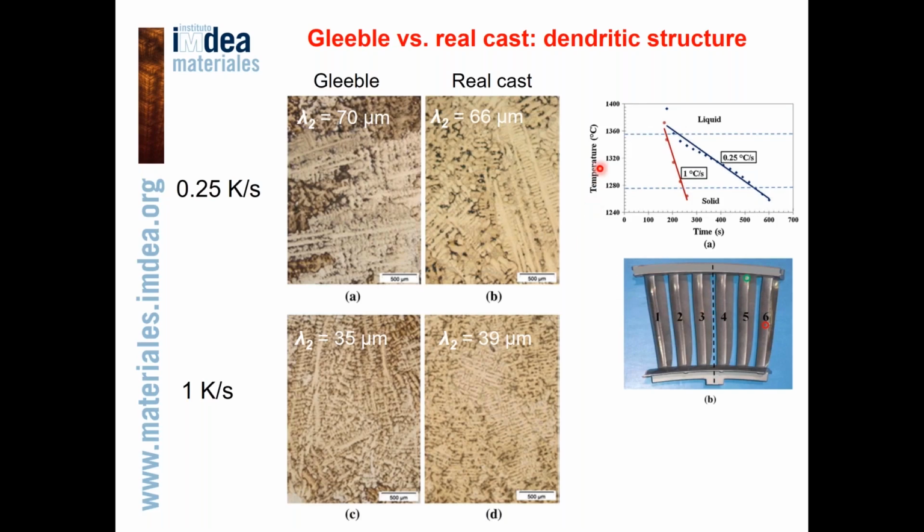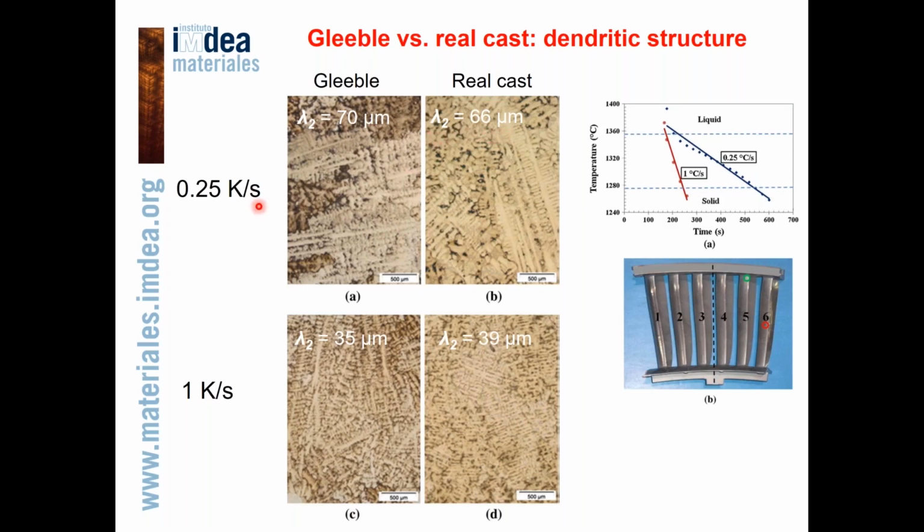On this slide, the dendritic structure of all samples is compared, and we know that the secondary dendrite arm spacing has a strong effect on the strength of nickel-based superalloys. One can see here that the morphology of the dendritic structure in the Gleeble sample is very similar to that of a nozzle guide vane sample, and the values of secondary dendrite arm spacing nearly coincide.